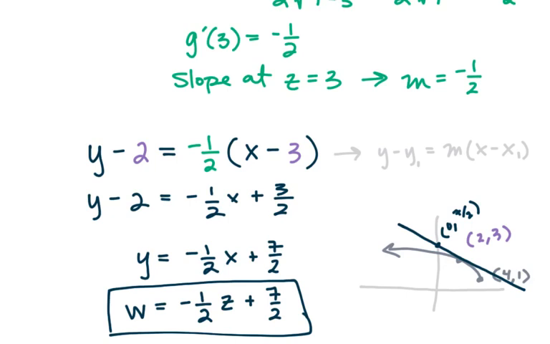So I hope that kind of helps you understand it a little bit better. Again, please email me if you have any questions. In this video, we found the derivative using the definition of a derivative of a radical function, and then we found the equation of the tangent line.